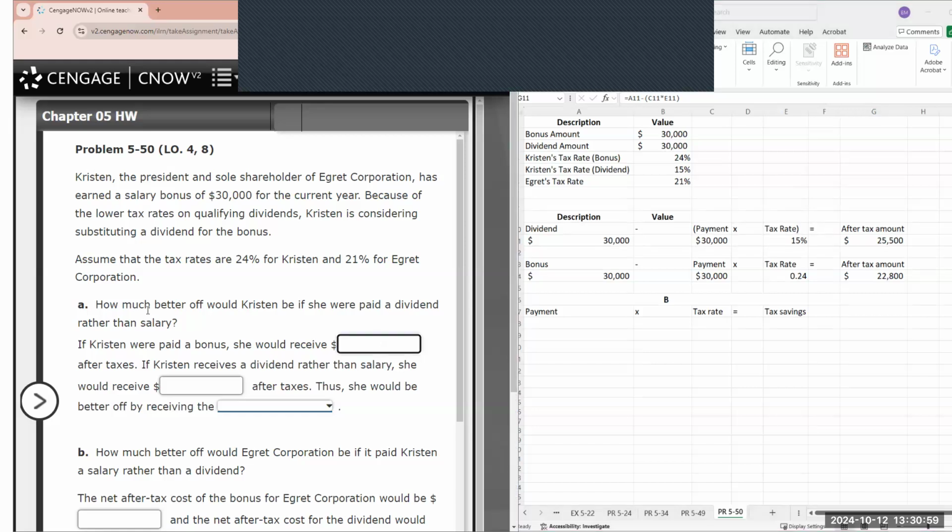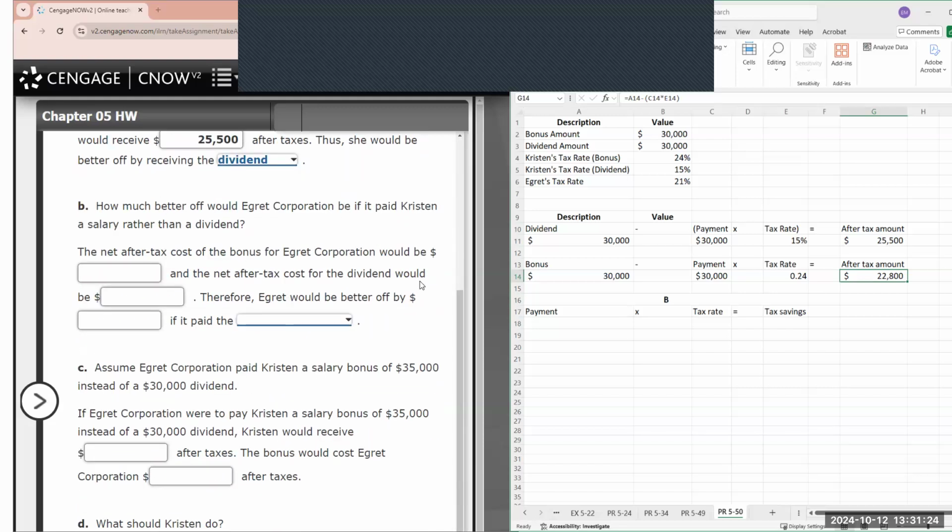25,500. So if Kirsten were paid a bonus, she would receive 22,800 after taxes. If Kirsten receives a dividend rather than a salary, she would receive 25,500 after taxes. Thus, she would be better off by receiving the dividend, right? She takes home 25,500 versus only taking home 22,800. The dividend would work better in her favor.